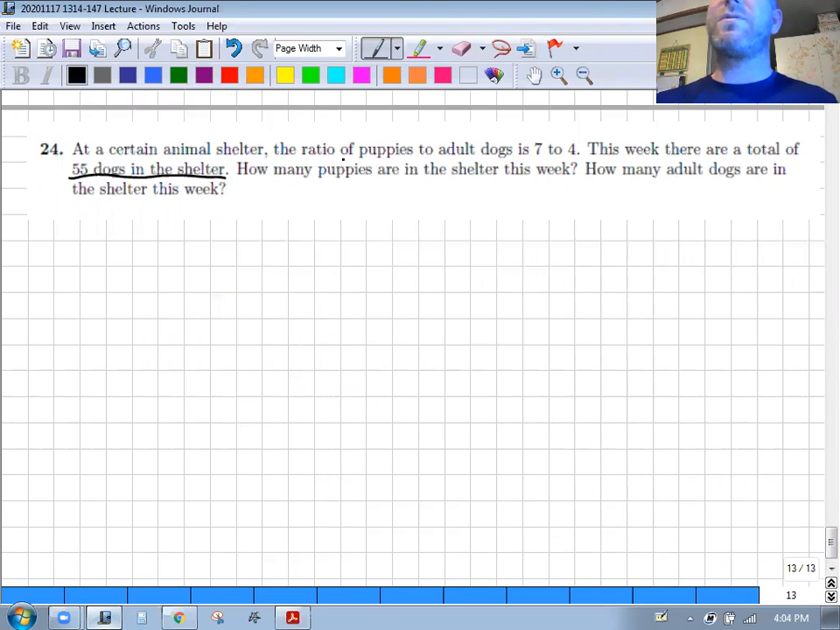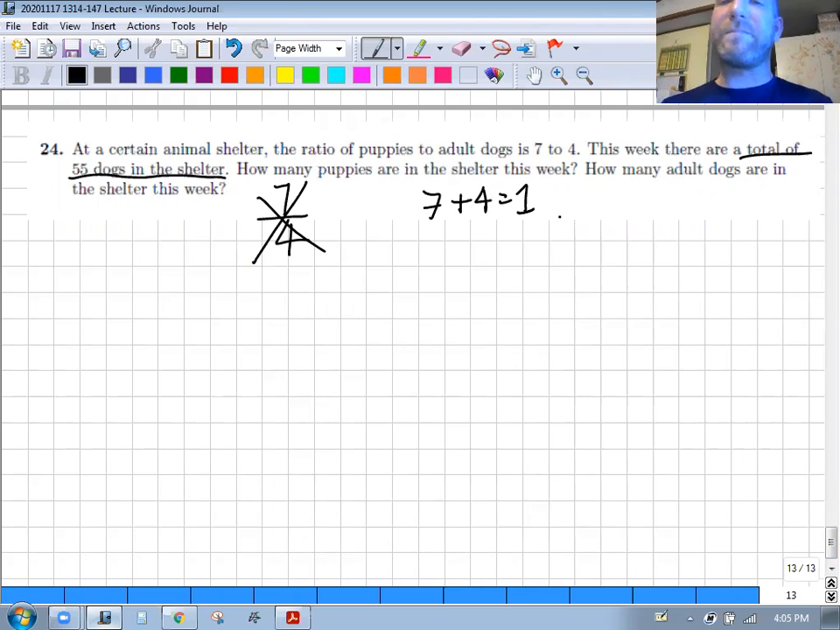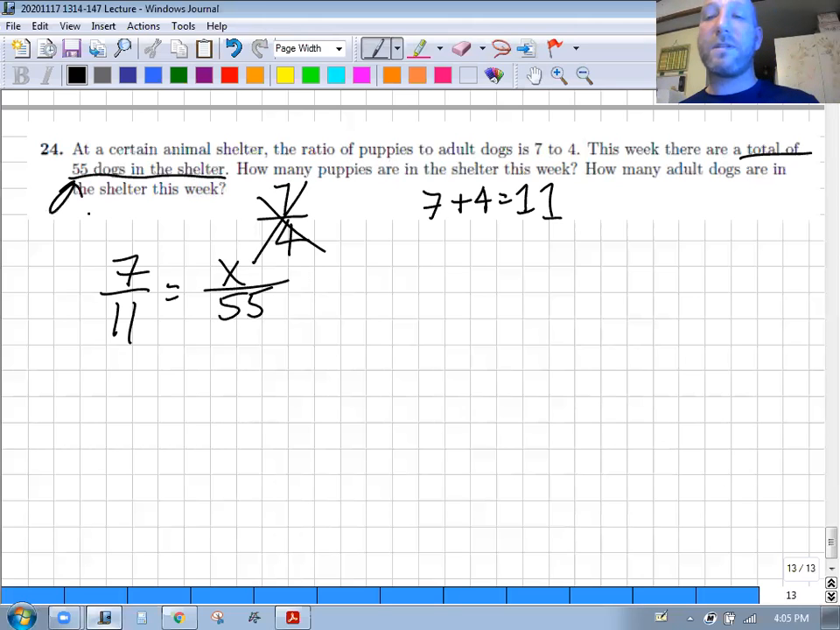So what they're hoping you're going to do is do the ratio of puppies to adults. They want you to go like, oh, 7 puppies per 4 adult dogs. No, right? They're talking about a total here. So 7 plus 4 is 11, right? So the ratio of puppies to total would be 7 to 11. 7 to 4 is puppies to adults, so puppies to total is 7 to 11. They say there's a total of 55 dogs in the shelter, so 7 puppies to 11 total should be x puppies to 55 dogs total. Does that make sense? That's why we have to do the ratio of 7 to 11, right? Puppies plus adults, it's 11 total.